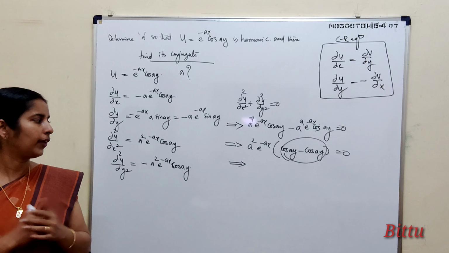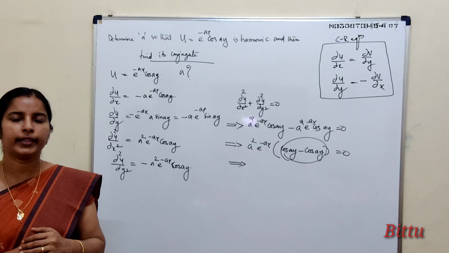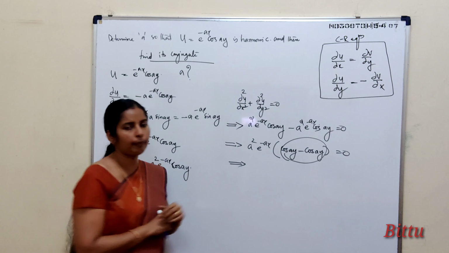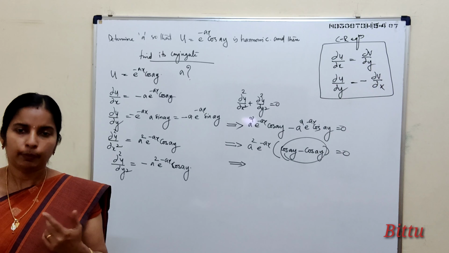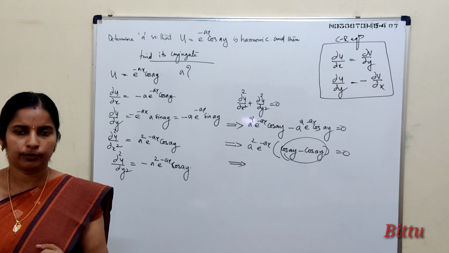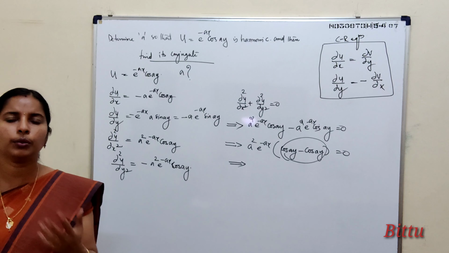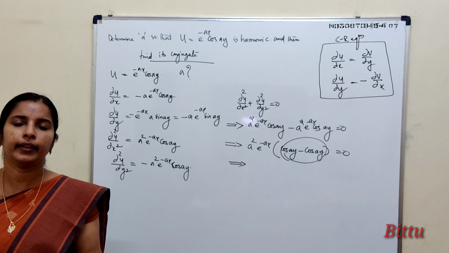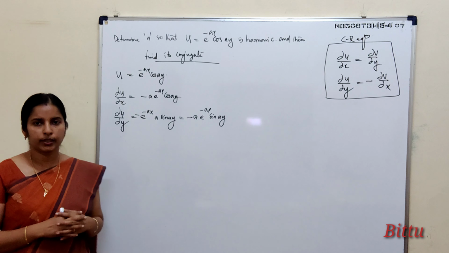Whatever be the value of a, dou square u by dou x square plus dou square u by dou y square is 0. That is, our Laplace equation does not depend on the value of a. That means a can take any value. See, the question is, you find a in such a way that u is harmonic. Here the answer is a can take any value. Next we have to find its conjugate.